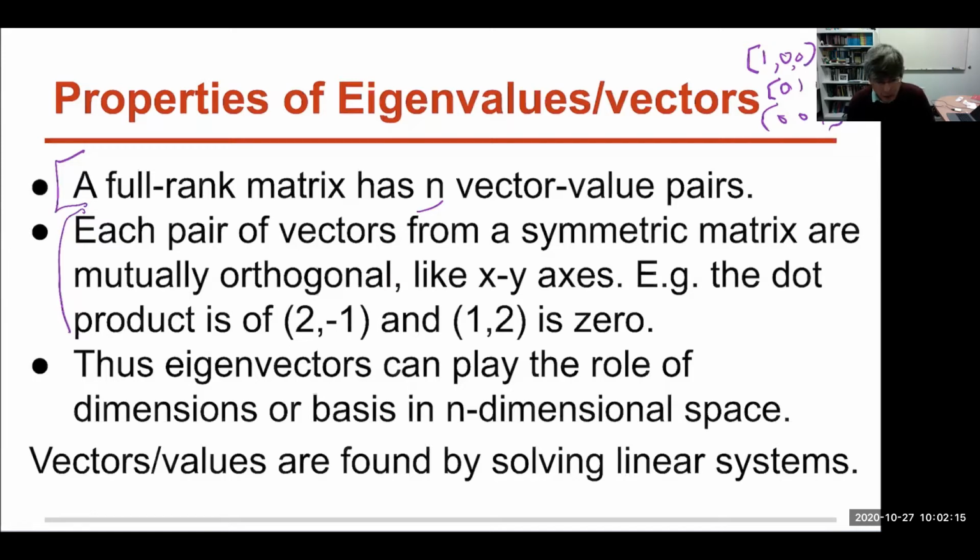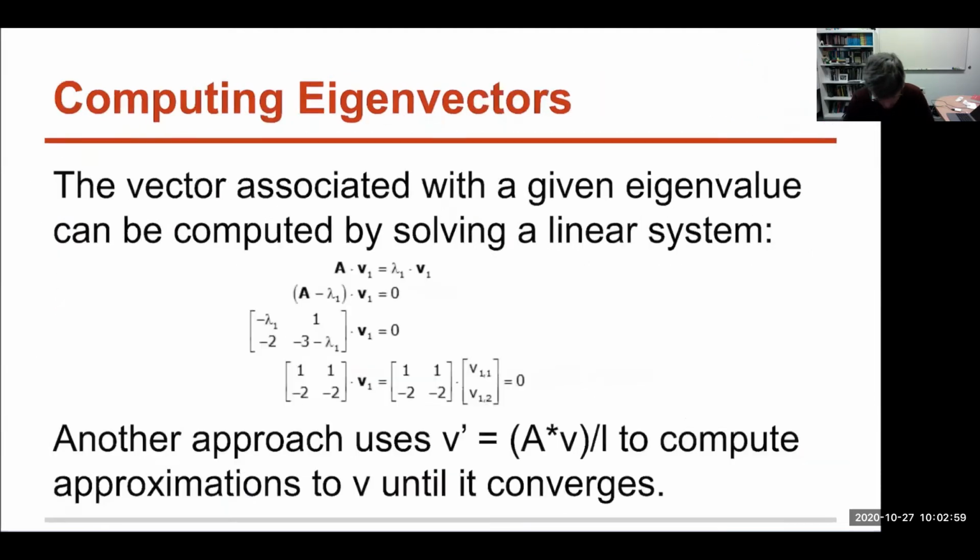Now it turns out that for every pair of eigenvectors, their dot product is 0, so all the vectors are mutually orthogonal. And so we can think of the eigenvectors as being a set of axes in an n-dimensional space, and that has an interesting implication sometimes. So those are the properties that we care about, and these vectors and values can be found by solving linear systems of equations.